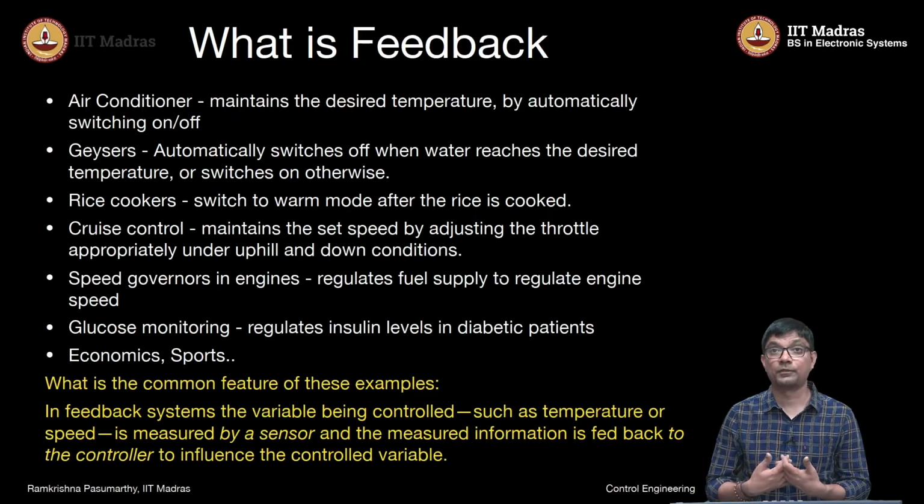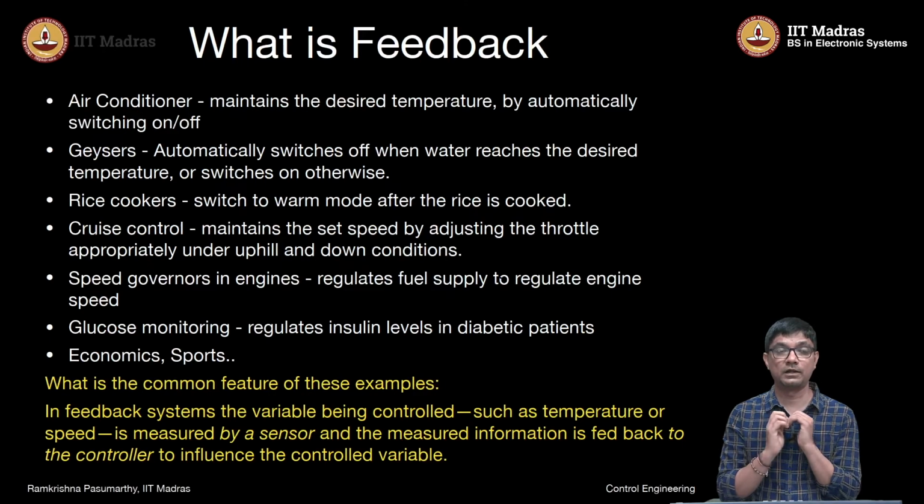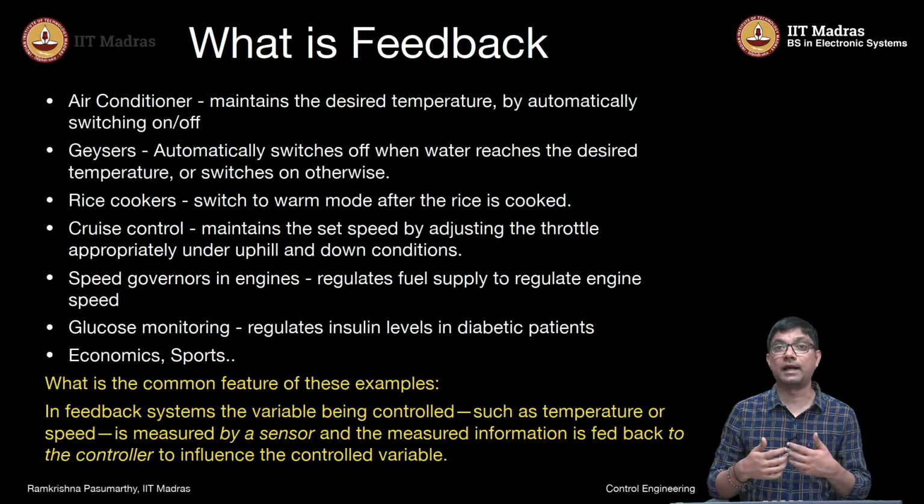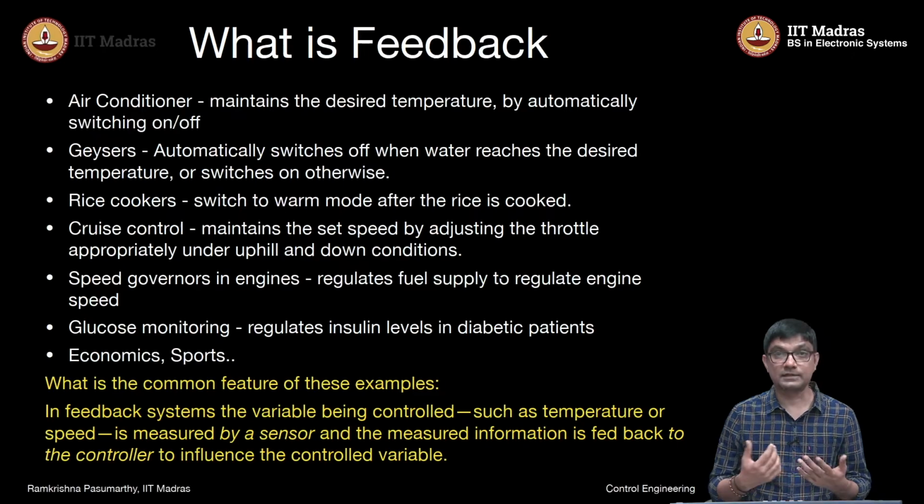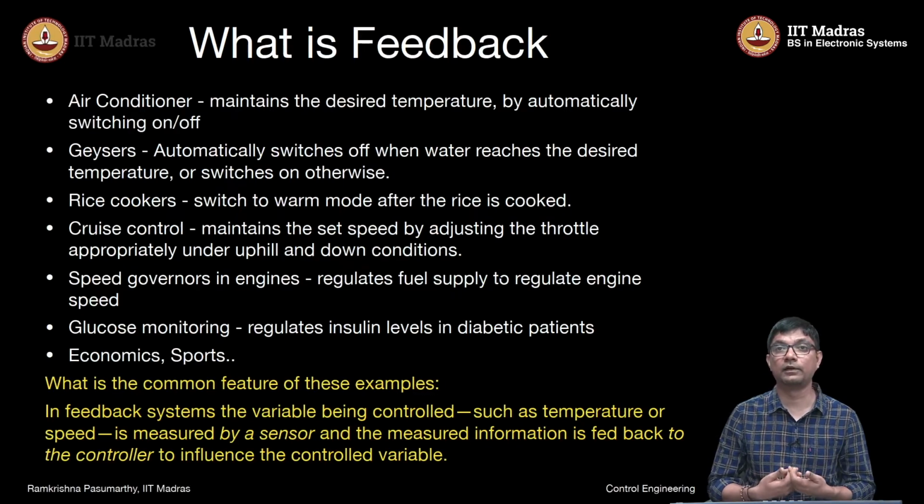Cruise control maintains the speed. Suppose I set my cruise to a speed of 90 kilometers an hour and it's going on a flat road, very nice. I just encounter an uphill. Okay, then what happens? Well, the speed, naturally you would anticipate it to decrease. Now the automatic cruise control should sense that the car is going through an uphill and adjust its speed accordingly. Similarly for downhill conditions also, you just don't want the speed to accelerate to 120 as soon as it hits a downhill. Several other examples: speed governors in engines, they regulate the fuel supply to regulate the engine speed, glucose monitoring, and so on.